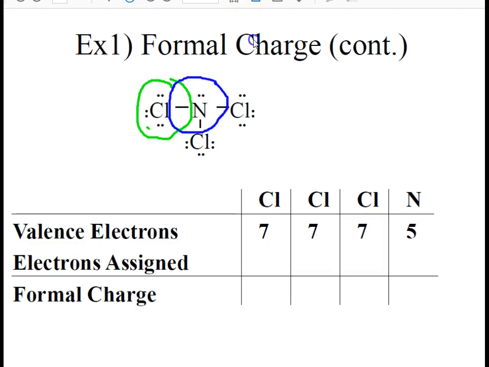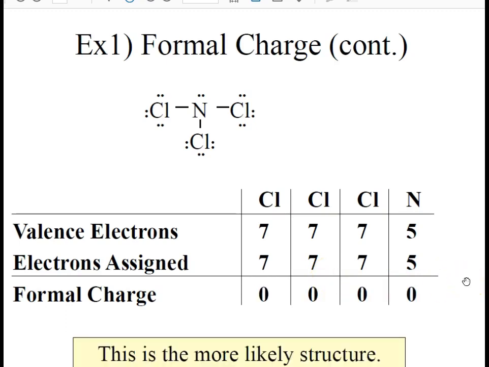Let's look at those numbers, how they play out. So each chlorine is assigned 7 and had 7 valence. The nitrogen is assigned 5 and had 5 valence. So that means the formal charge in this molecule is 0 across the board. So this would be the more likely structure.